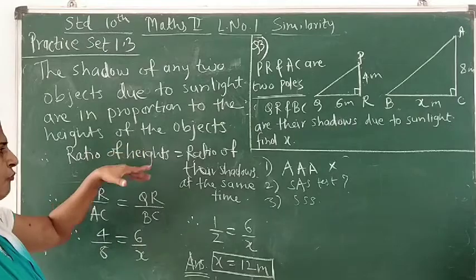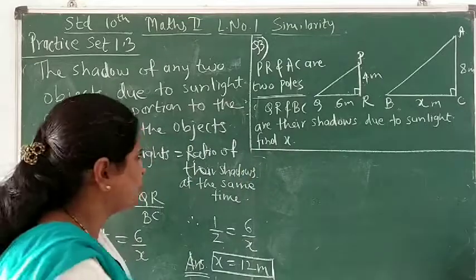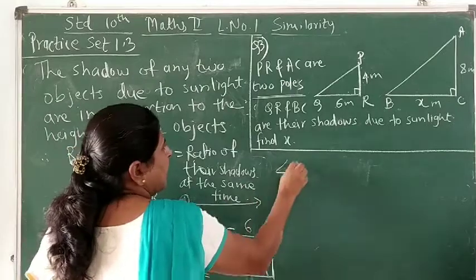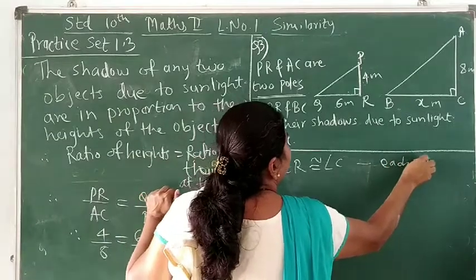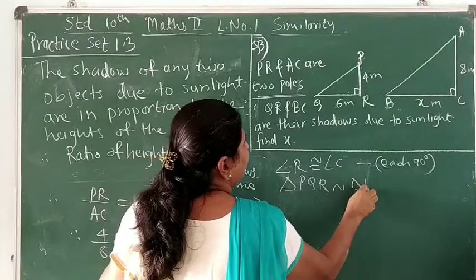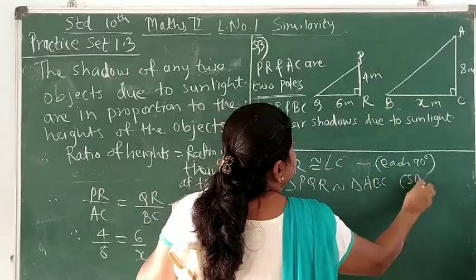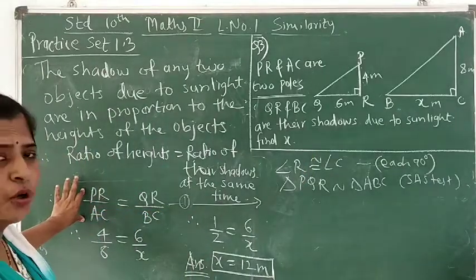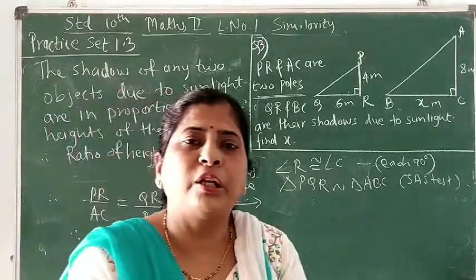Or if you want to go for proving that the triangles are similar, then also you can do that. Some teachers might teach you like that also. So this is by statement number 1, and after this you can say angle R is congruent to angle C, each 90 degrees. And then you can say therefore triangle PQR is similar to triangle ABC, corresponding. So by the SAS test, okay. But again you are going to require the same thing. So here also you can go like this and you can get the value of X.